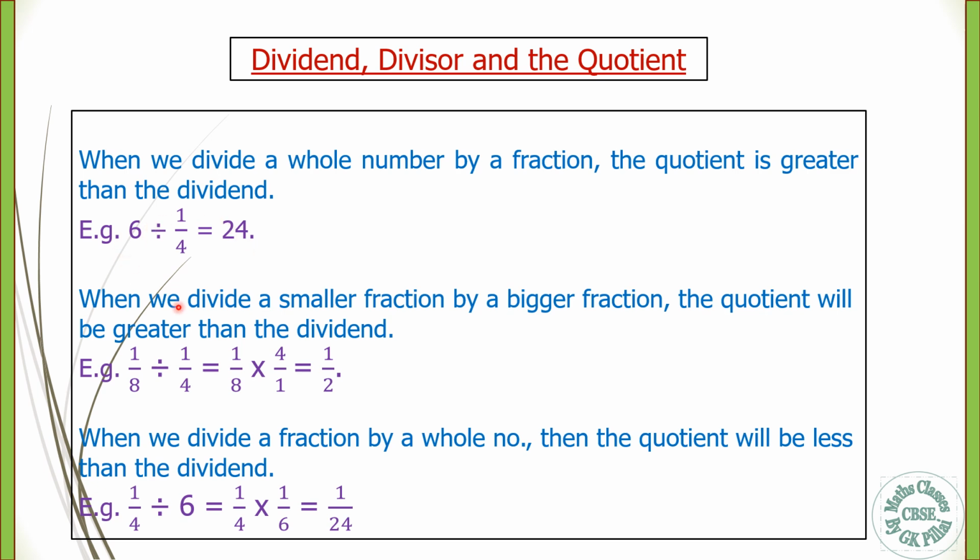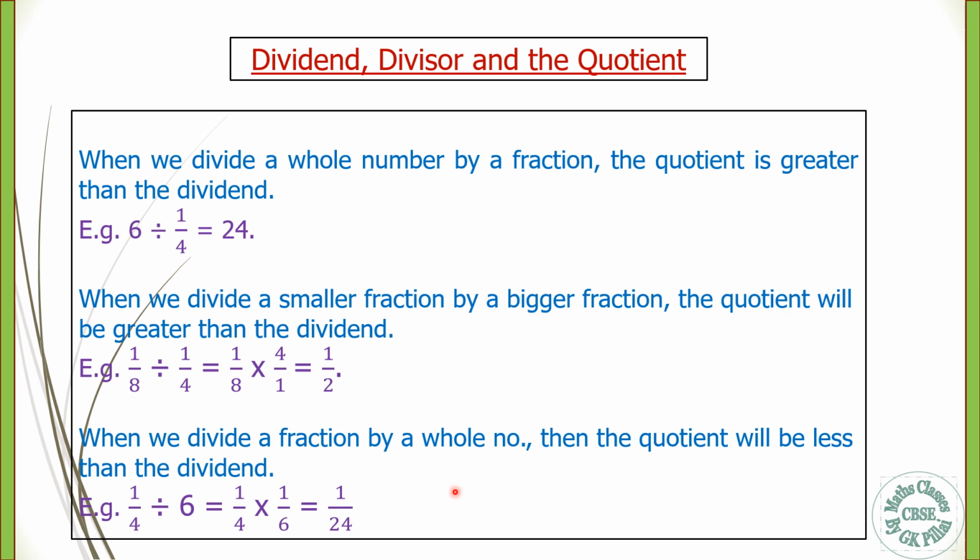When we divide a smaller fraction by a bigger fraction, 1 by 8 is less than 1 by 4. When you are dividing the smaller fraction by a larger fraction, the quotient will be greater than the dividend. In this case, 1 by 8 multiplied by 4 by 1, you are getting 1 by 2, which is greater than the dividend, in this case greater than 1 by 8.